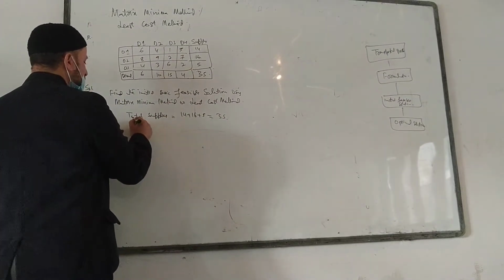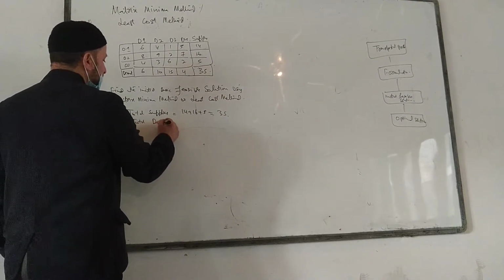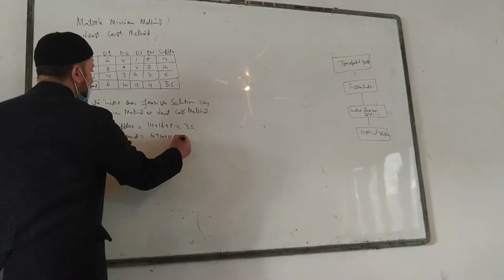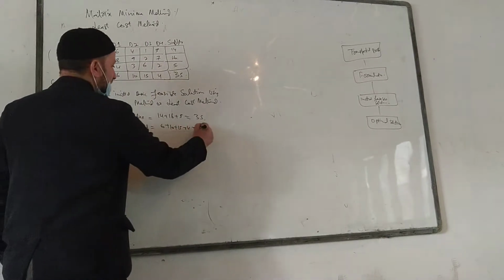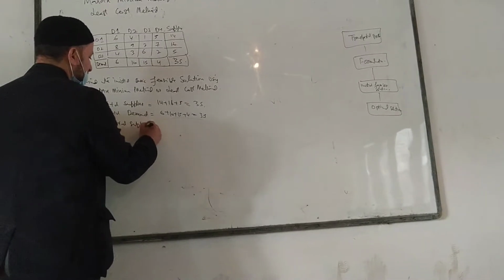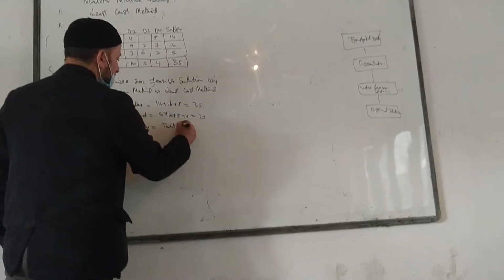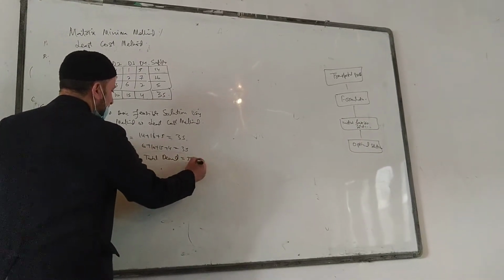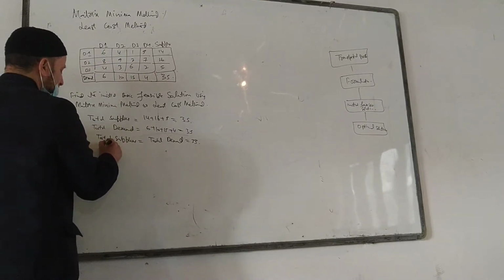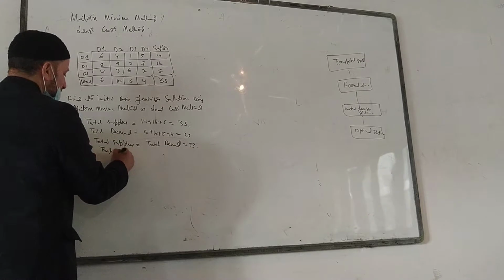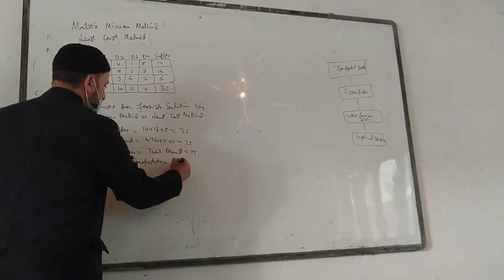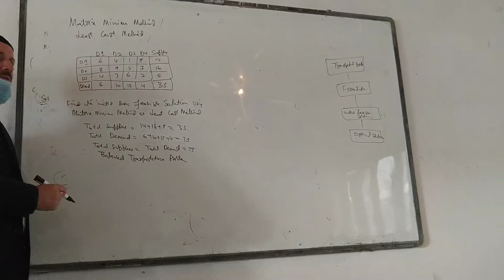So that's good. What is my total demand? 6 plus 10 plus 15 plus 4. How much is that? 35. Again 35. So that means my total supply is equal to total demand, which is 35. Therefore, it's a balanced transportation problem, or we say the problem we have is balanced.